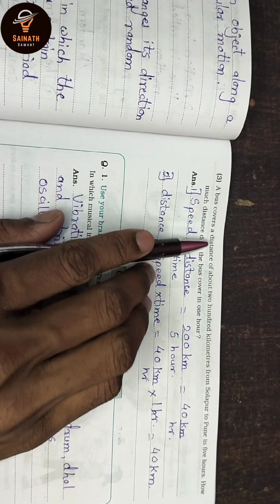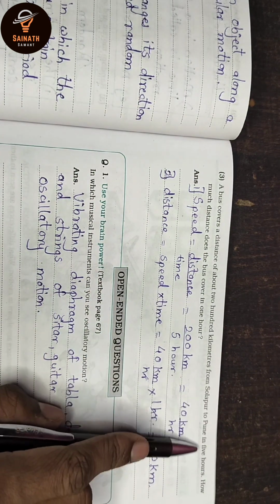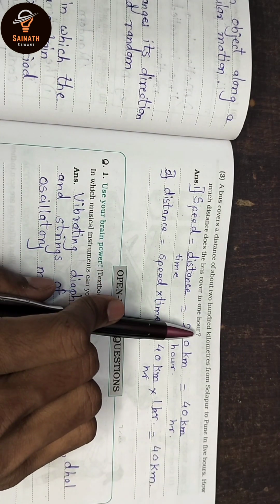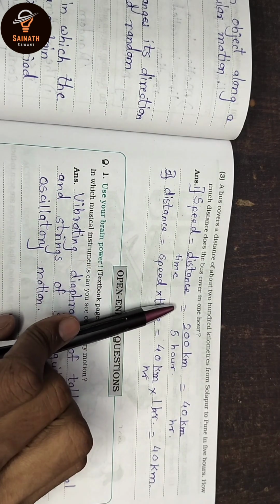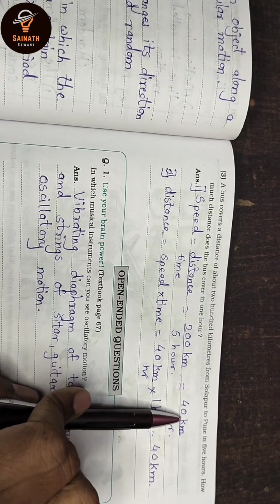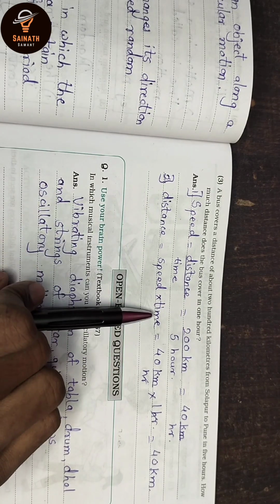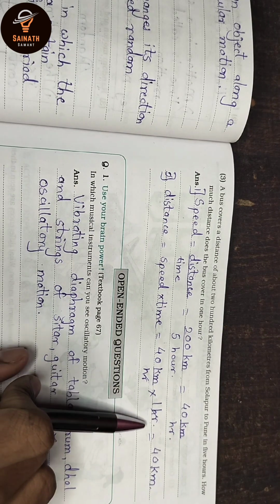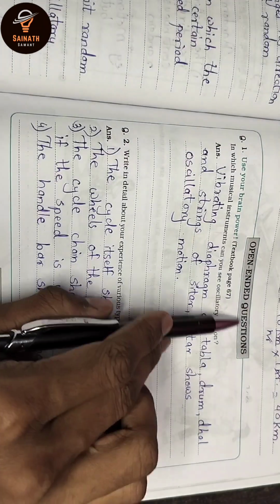Third, a bus covers a distance of about 200 kilometers from Solapur to Pune in 5 hours. How much distance does the bus cover in 1 hour? Answer. First, speed is equal to distance upon time, which is equal to 200 km upon 5 hours, which is equal to 40 km per hour. Second, distance is equal to speed into time, which is 40 km per hour into 1 hour, that is equal to 40 km.